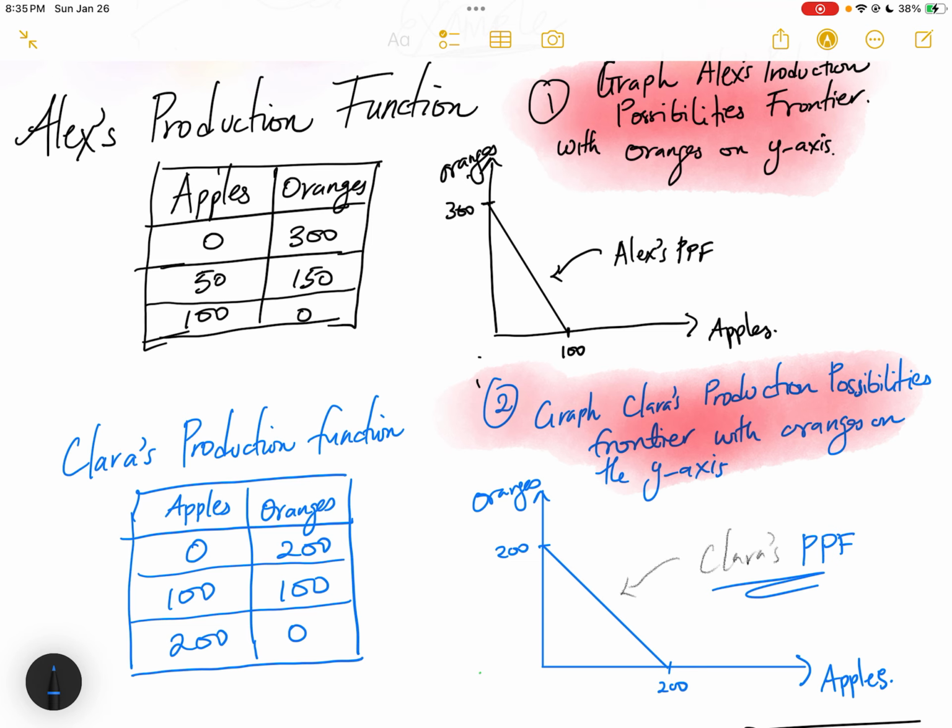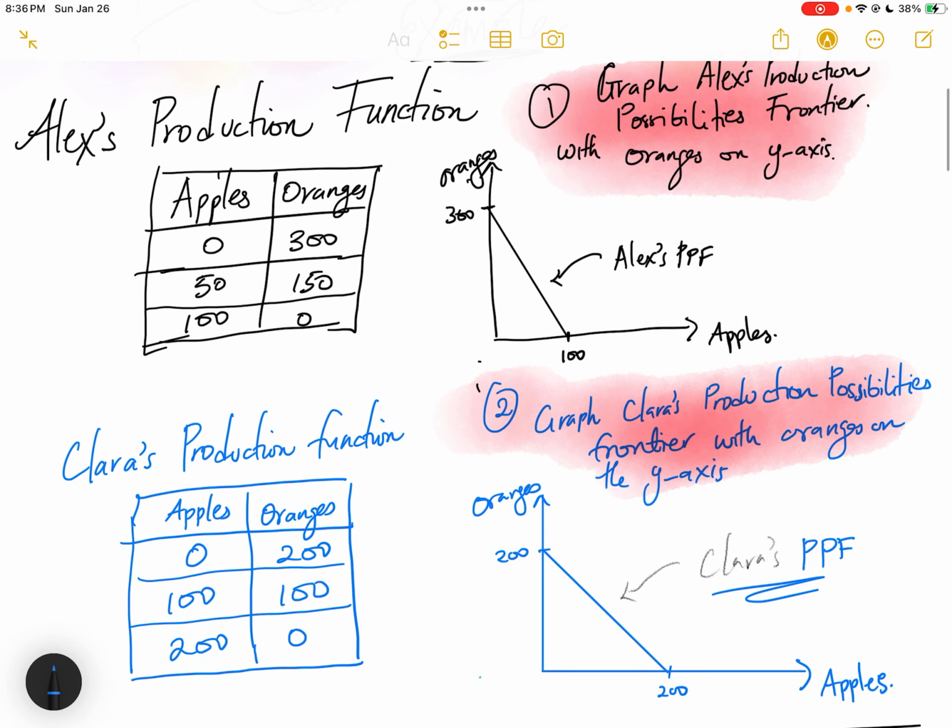So what did we just do? We took two tables, one for Alex, one for Clara. In each table, we have two goods. We plotted one of the goods on the y-axis, oranges, the other good on the x-axis, apples. Then we looked at the table and took each individual's maximum number of each good that they can produce and used that as our end point, connected the two points, and we have our PPF. Great. Is there more we can do with this? Yeah, there is more we can do with this.